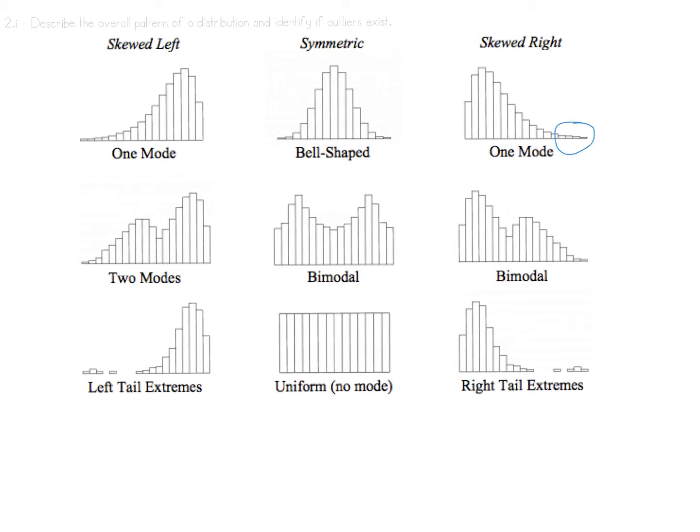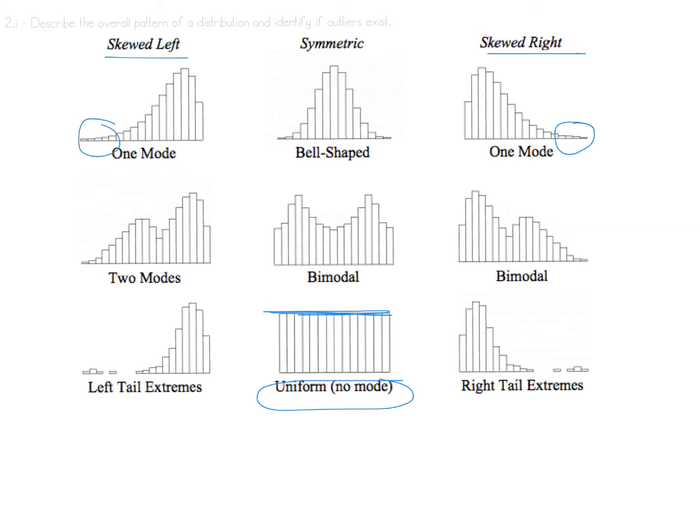So if the tail is to the right, it's skewed right. If the tail is to the left, then it's skewed left. So we're always looking for, is it symmetric, is it skewed left, or is it skewed right? And then sometimes we end up with this uniform, okay? So uniform is where there is no small data and large data. Pretty much all the data falls within the same value.